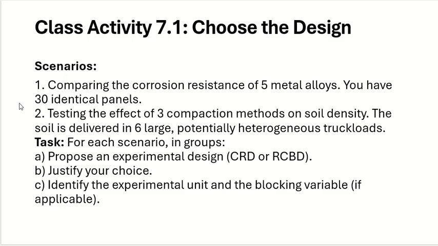So we have studied 2 types of designs, right? Randomized design, completely randomized or block randomized. We have 2 examples in front of us. Which one will we choose for each, and why? We have to identify the experimental unit and the blocking variable. How many experimental units do we have of each type, and what is the blocking variable if you go for the blocking design?